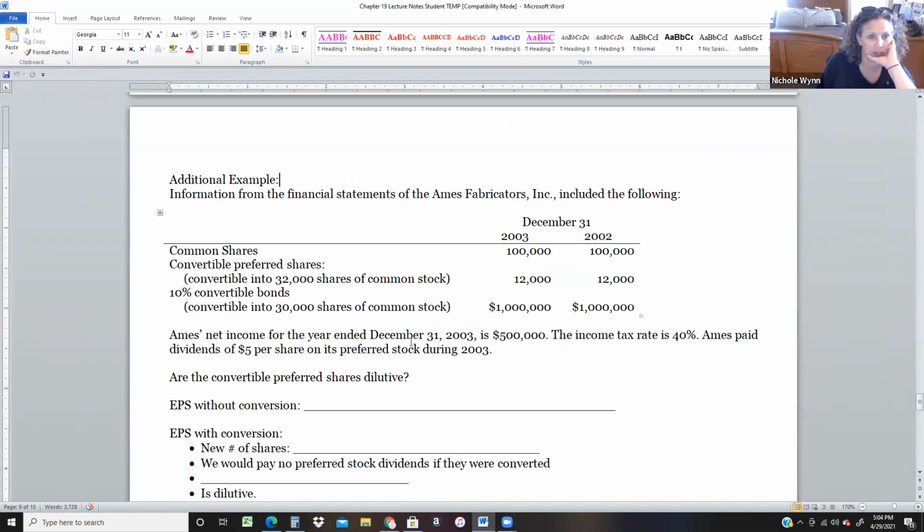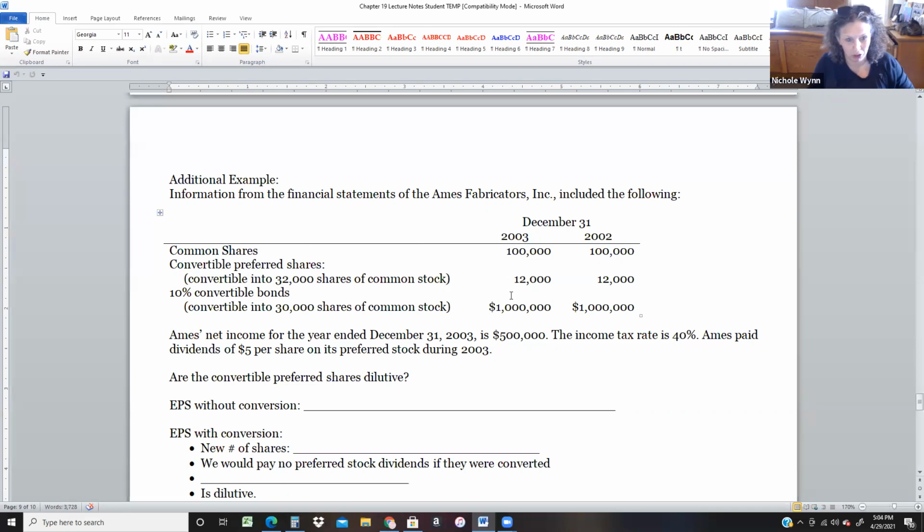The common shares are 100,000. And then the convertible preferred shares: there are 12,000 convertible preferred shares, and they can be convertible into 32,000 shares of common stock. And there's $1 million in convertible 10% bonds convertible to 30,000 shares. We need to know if they pay dividends on this or if those are cumulative or non-cumulative, but it says that we paid a dividend on them of $5 per share.